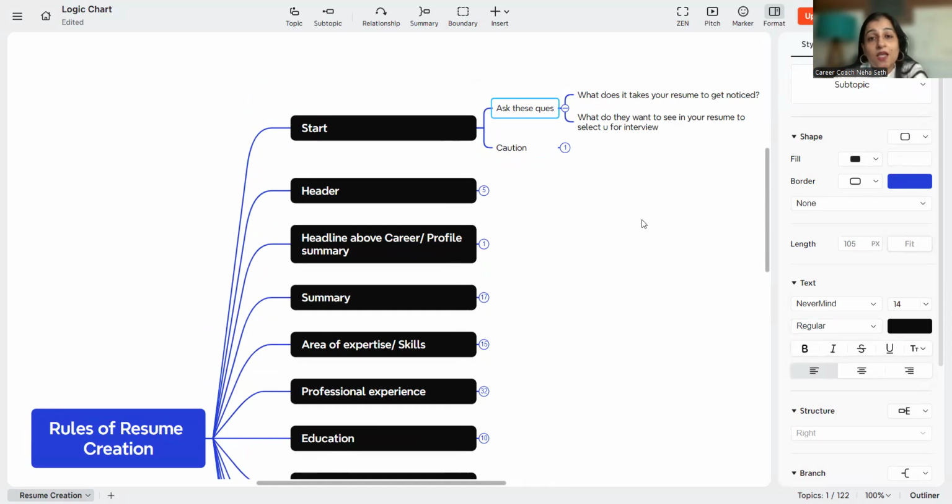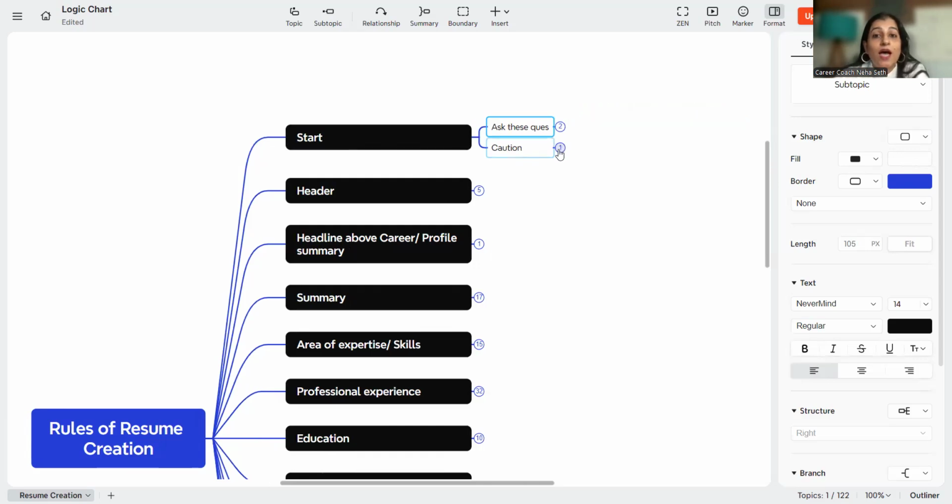Your resume is the first thing; it's you on paper. Whoever is reading your resume should give you a callback after reading those lines. It should give a solid impression to the reader of this document. And second, what do they want to see in your resume to select you for an interview? These are the two questions you should ask yourself. Write down the answers in your notepad.